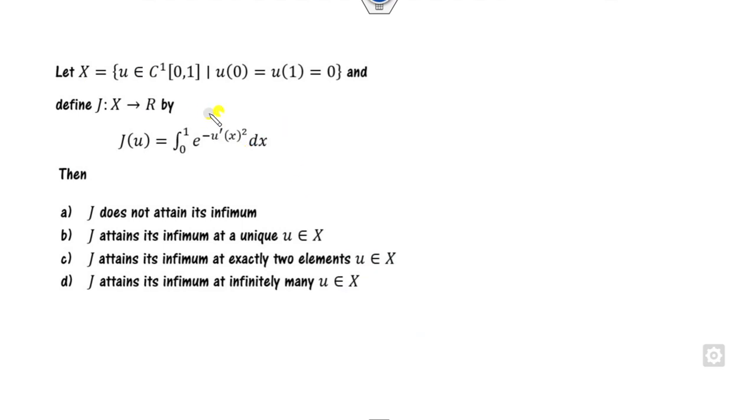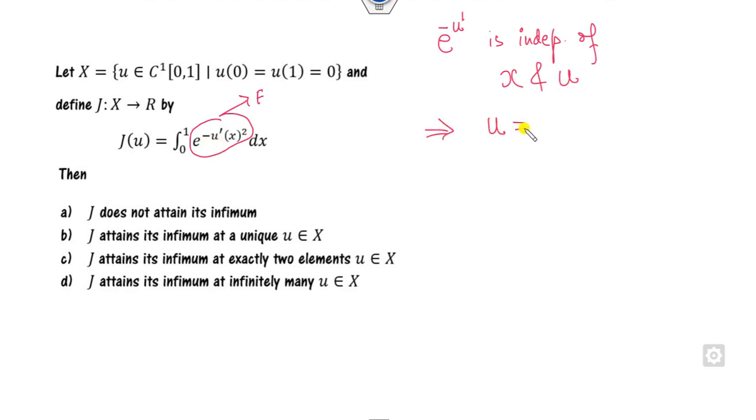Okay, look at this one. So this is the extremal. This is my f. Now it clearly says that this f, in terms of u dash, is independent of x and y. In this case, instead of y it is u. So what is the meaning of that? The solution will be u = ax + b.